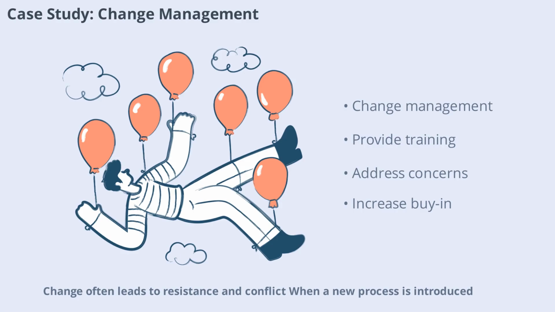Change often leads to resistance and conflict. When a new process is introduced, some team members may feel threatened. The source is change and the stage is latent conflict. You provide training, explain the benefits, and address concerns. By involving the team in the change process, you increase buy-in and reduce resistance.